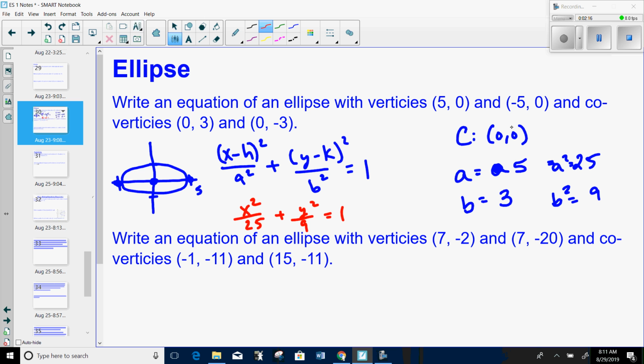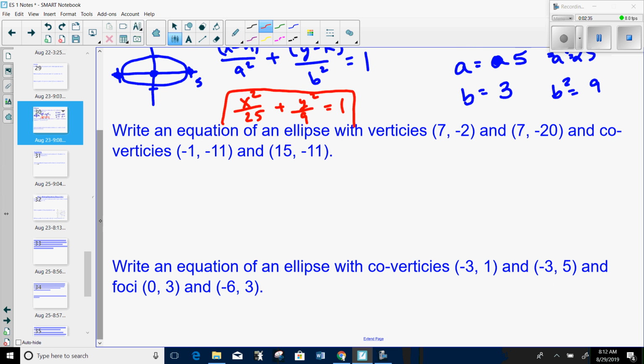Why did I not put the zeros in there for minus h and minus k? You can, but to clean it up, x minus 0 is just going to be x, and y minus 0 is just going to be y. There's no need to put that in there, because this is the best equation for that particular graph.